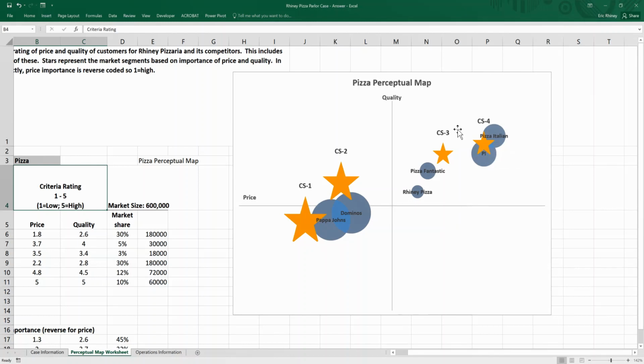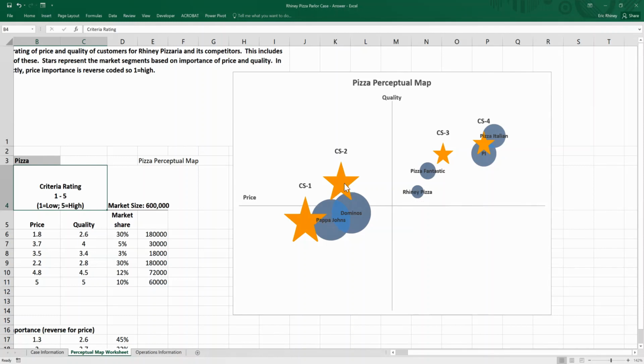So we can glean quite a bit of information from this perceptual map. One, highly competitive here, highly competitive here. It may not be as easy to get in here or here. This is not necessarily a bad spot for Riney Pizza, but just off of this, you can anticipate why Pizza Fantastic may be a little bit larger than Riney Pizza. They're a little bit closer to this market segment. Riney Pizza, however, might be pulling in some of these individuals here.